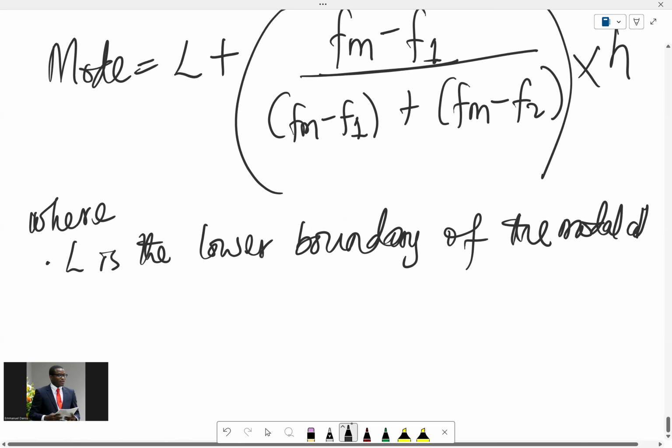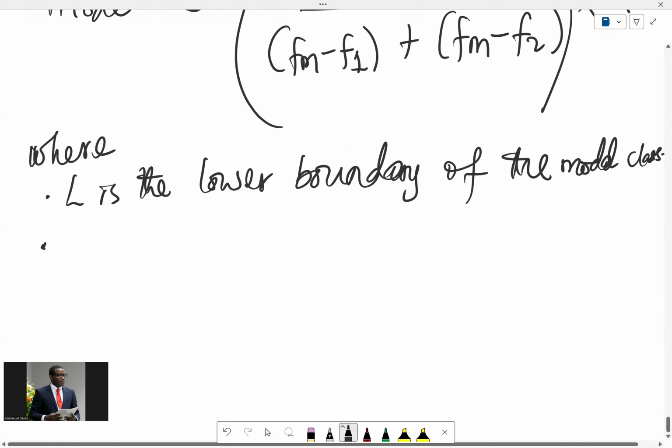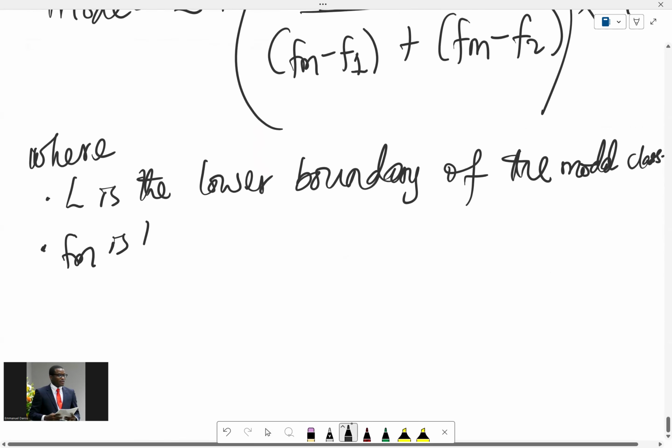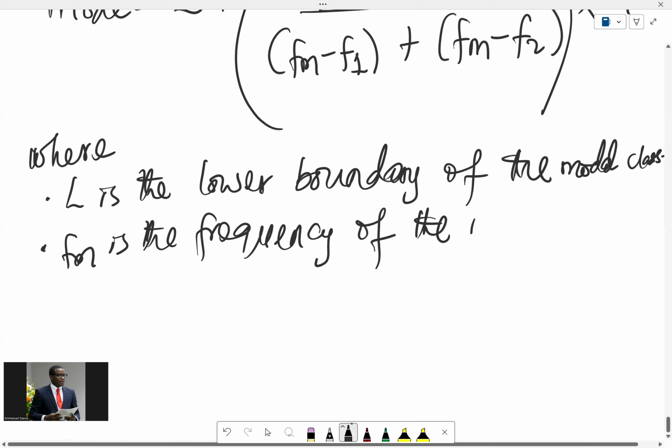The other time we were talking about the median class. The modal class will be the class with the highest frequency, so that's easier to identify. So the lower boundary of the modal class, really important. We're talking about mode, so it has to be the modal class. Then next you have Fm. Fm is the frequency of the modal class.